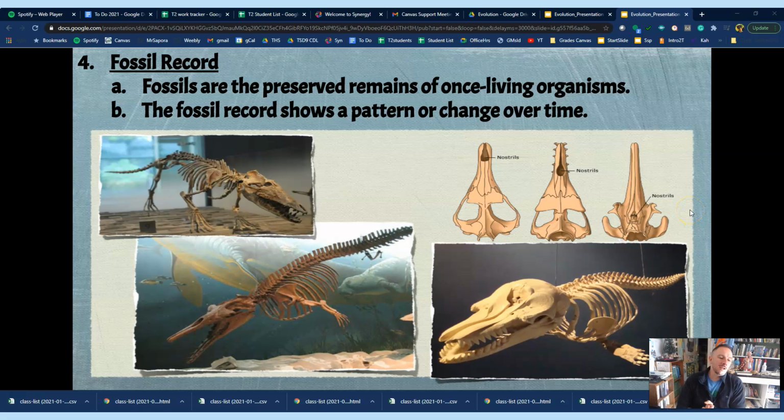When we look back in the fossil record, in the rocks, right, over this long period of time that we have now, we see lots of different examples of animals that have been preserved in the rocks, of organisms, plants too. And we call those fossils. Fossils are the preserved remains of once living organisms. And the fossil record shows a pattern of change over time.